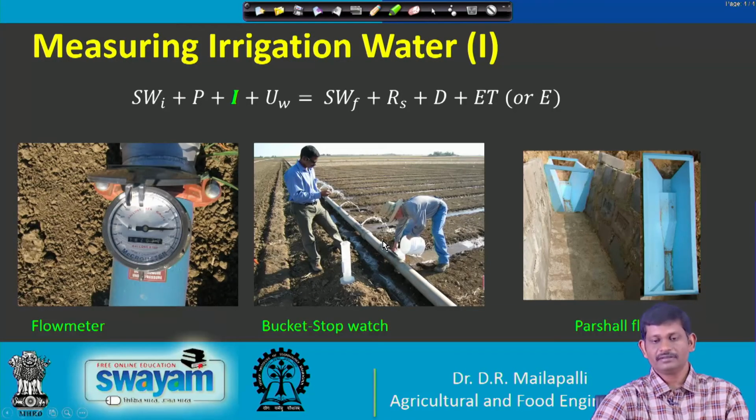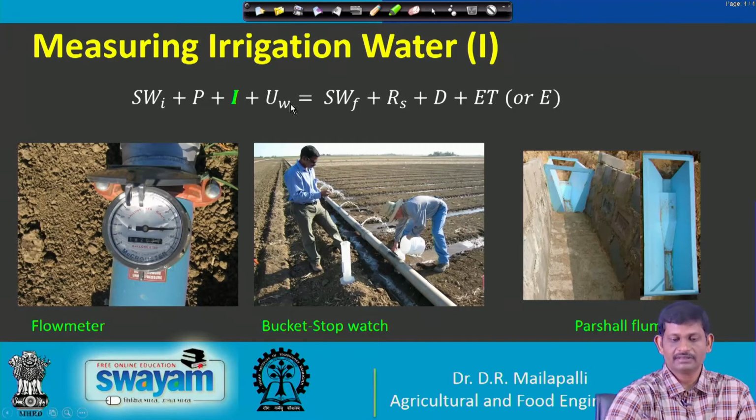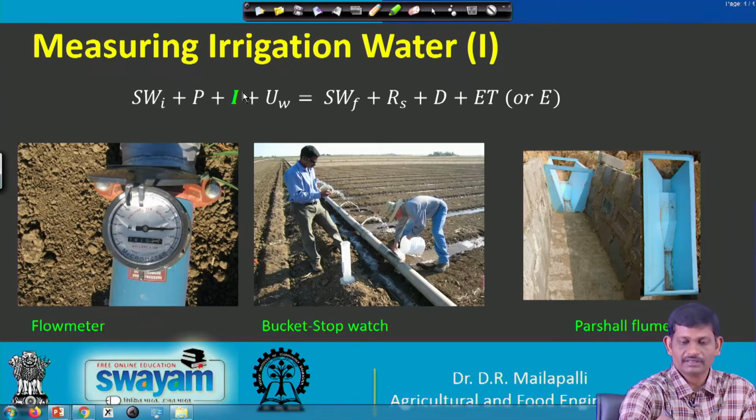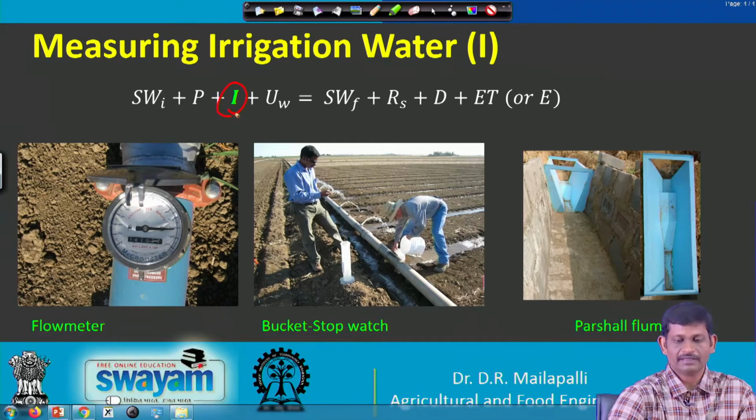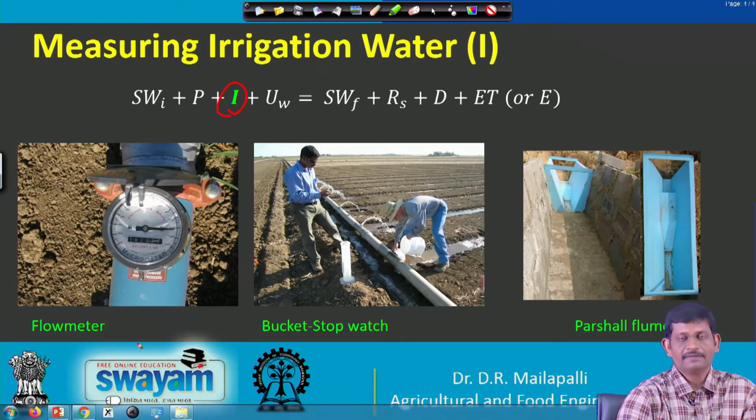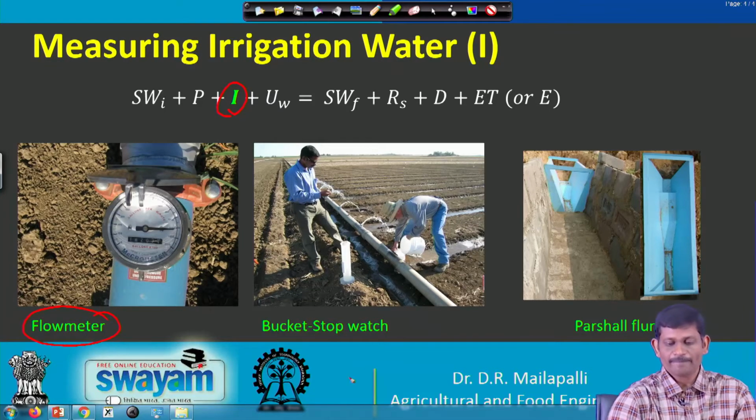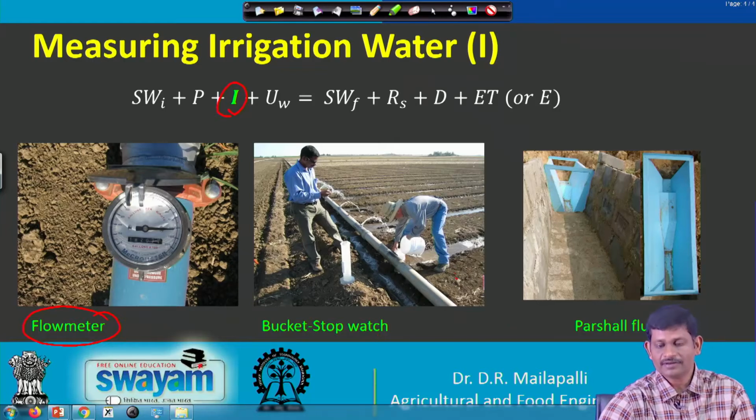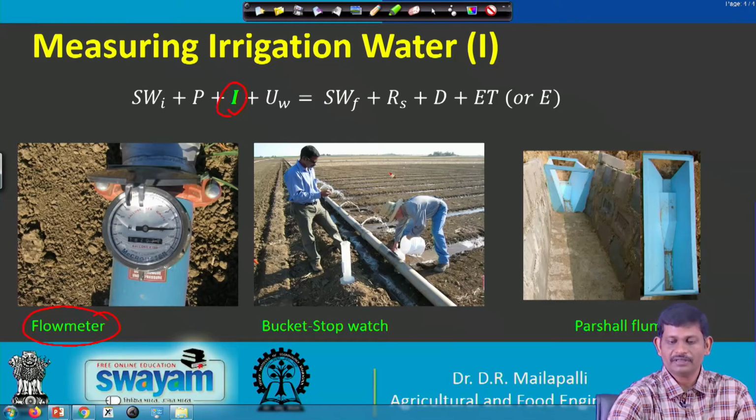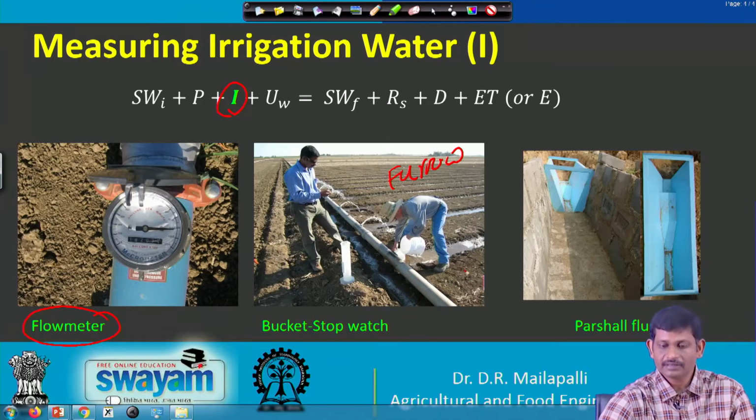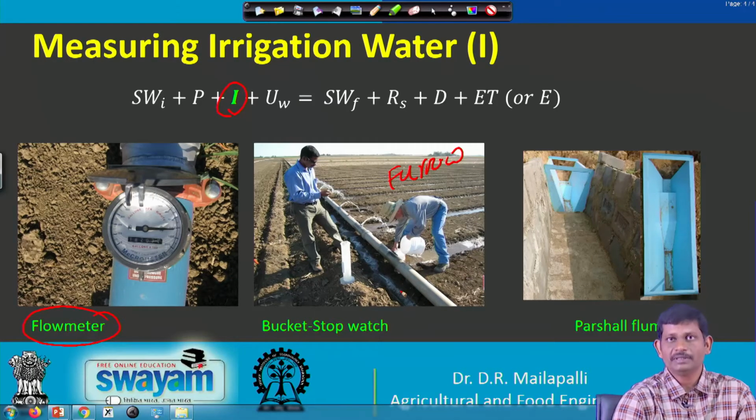And now measuring the irrigation water, this is the second water balance component. So, the irrigation water here, let us say I. So, generally if this is a pipe flow, we will be using flow meters on the field, on site. So, this is the furrow field, this is the furrow irrigated field. So, in this field, each furrow needs to be irrigated.